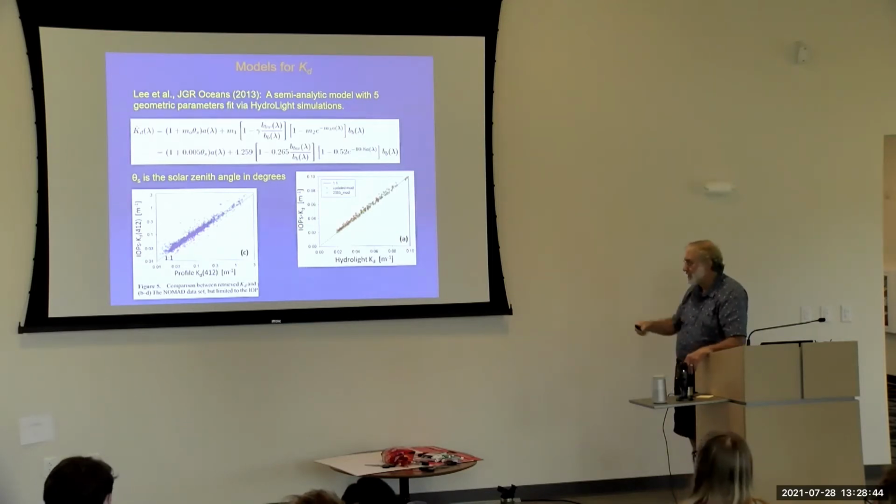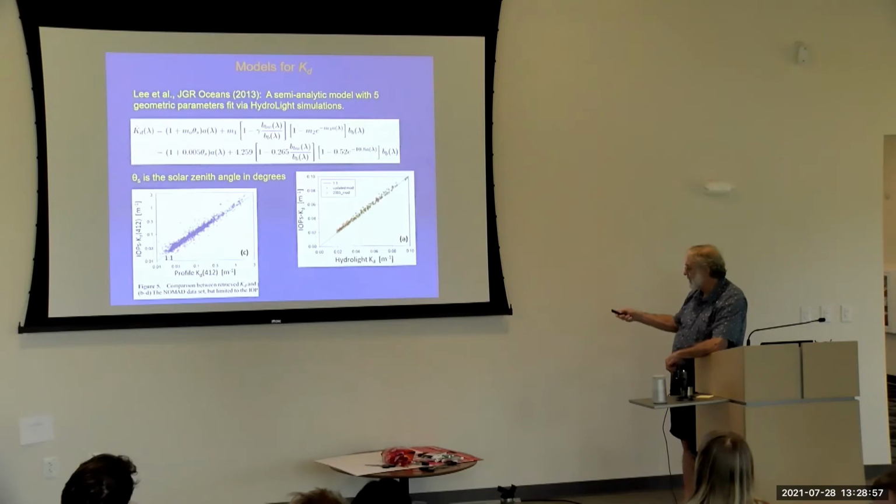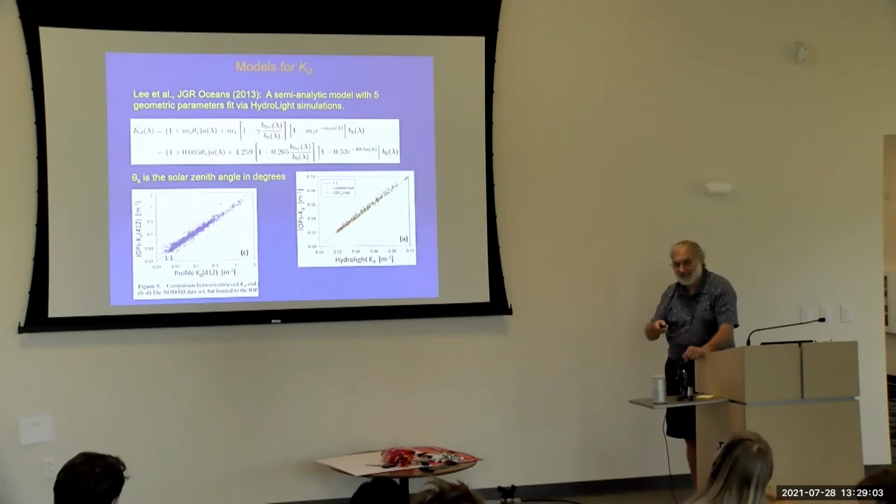So there's a bunch of these models out there, and here's the profiles of KD versus predicted values, and they're pretty good. And then here's the actual Hydrolight values versus the prediction. And so this is the kind of curve that he used to determine his fitting coefficients.